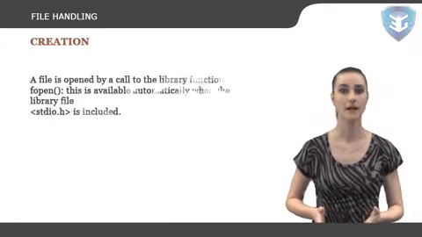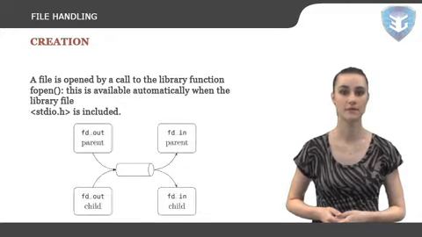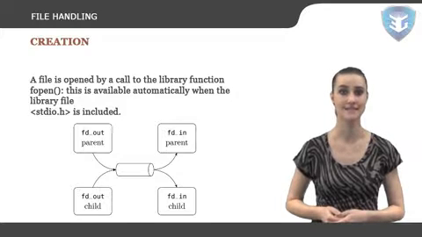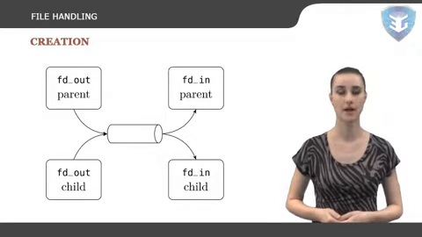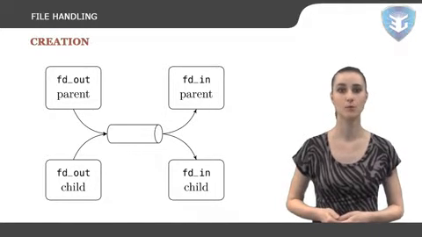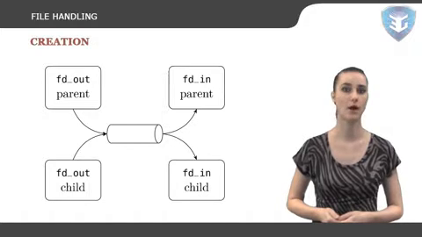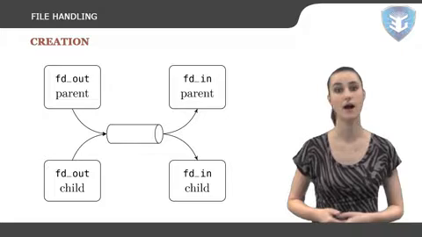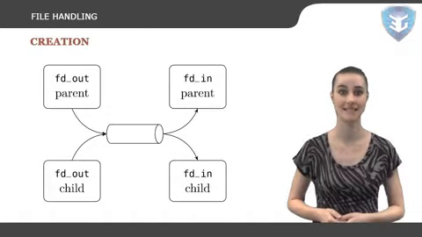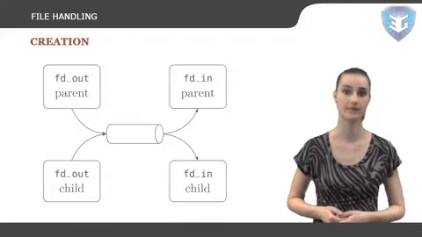Let us now talk about creation. A file is opened by a call to the library function fopen(). This is available automatically when the library file stdio.h is included. There are two stages to opening a file. Firstly, a file pointer must be found so that a program can access information from a file at all. Secondly, the file must be physically located on a disk or as a device or whatever.